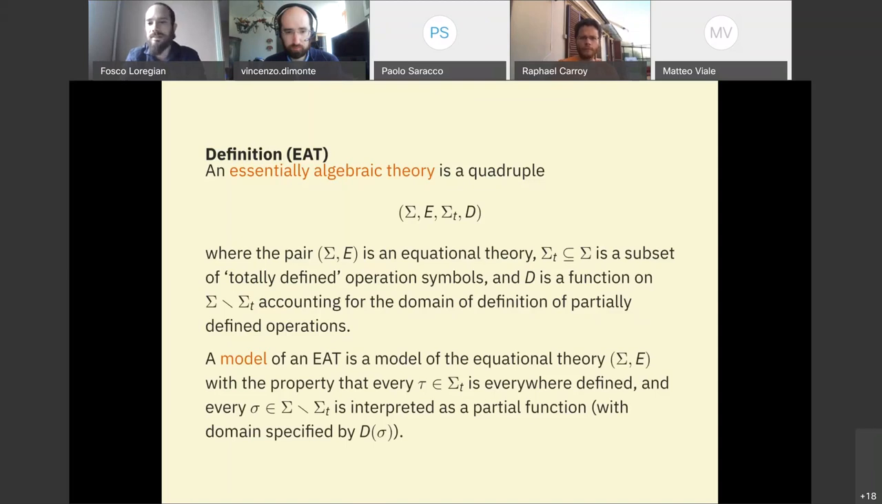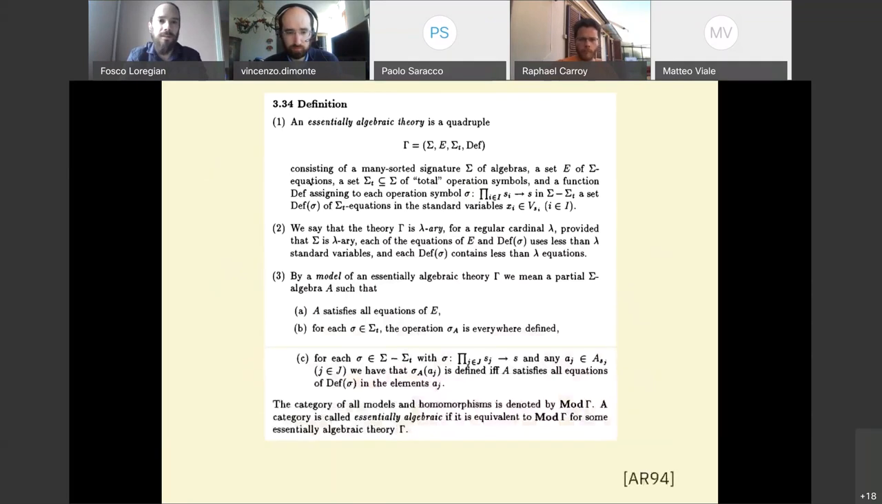A model is something that assigns a carrier and operations and a domain of definition. Every totally defined operation will have a totally defined function, and every non-total operation symbol will be associated to a non-totally defined function operation defined over the carrier. So this is the definition coming from Adamek and Rosicky, Locally Presentable Categories. You see, it's full of, Eilenberg wouldn't have liked it, to say the least. And more or less the aim of this part of the talk is to show you how you can probably fix this in Eilenberg's sense.